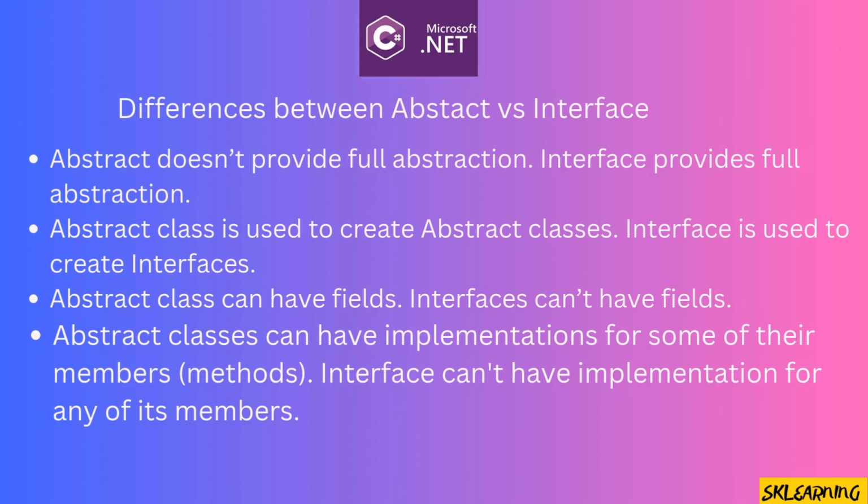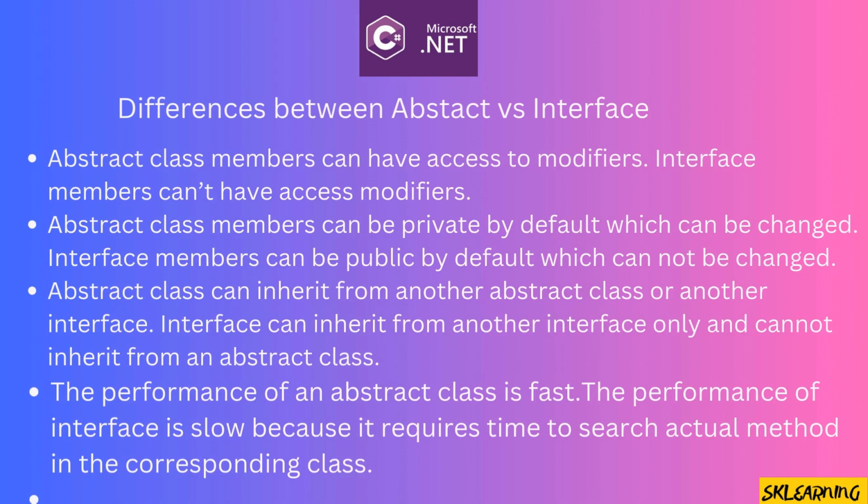Abstract class can have fields. Interfaces can't have fields. Abstract classes can have implementations for some of their members, methods. Interface can't have implementation for any of its members. Abstract class members can have access modifiers. Interface members can't have access modifiers.